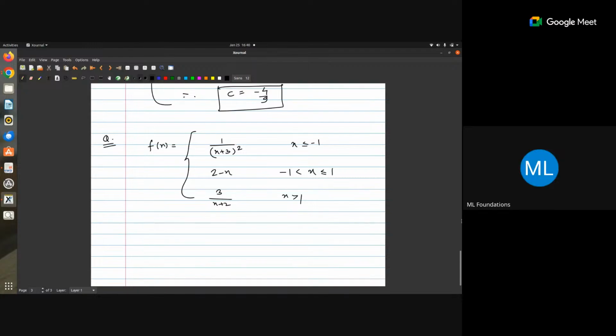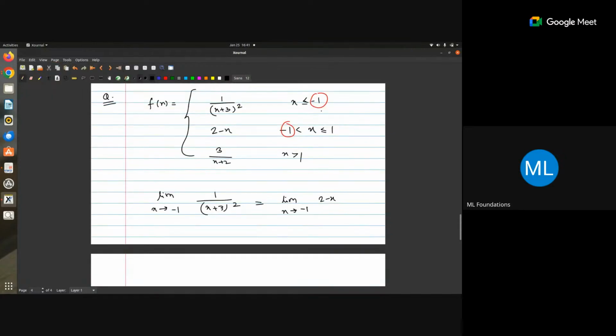Okay. So we have to find out the values where it is not continuous. Let us see first at -1. We have to check for this value, right? So what is the limit here? The limit as x tends to -1 of 1 upon x plus 3 square, and the limit as x tends to -1 of 2 minus x, right?